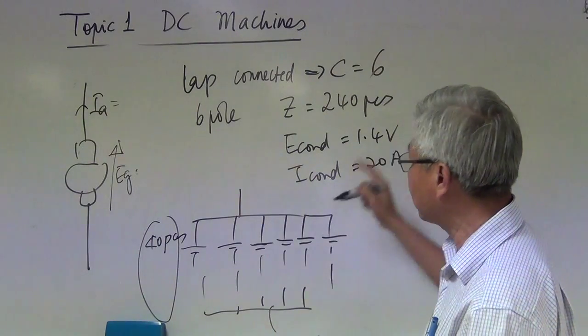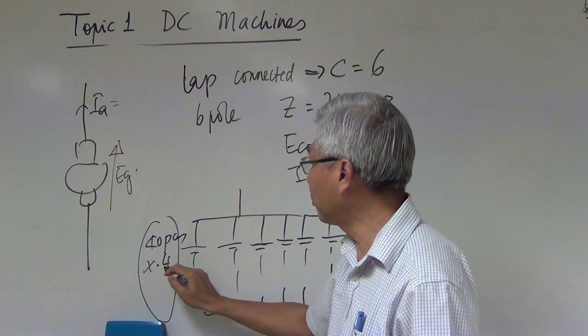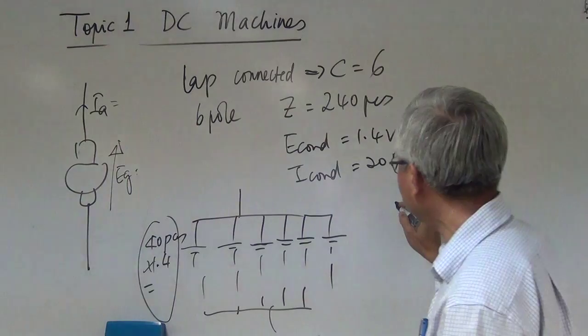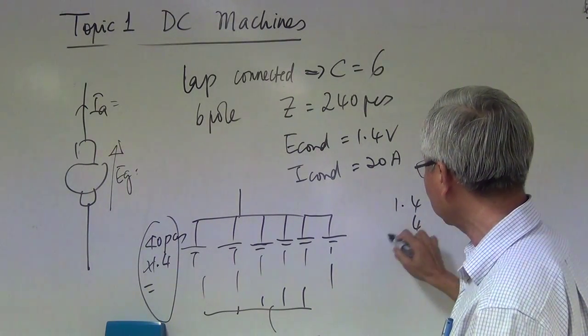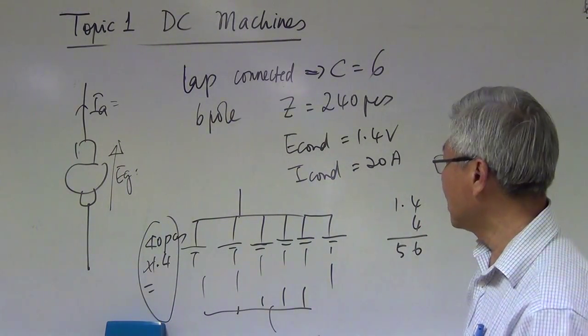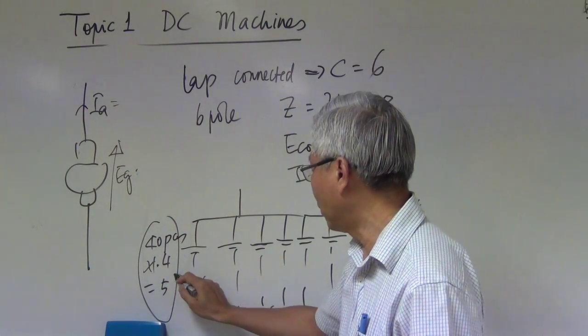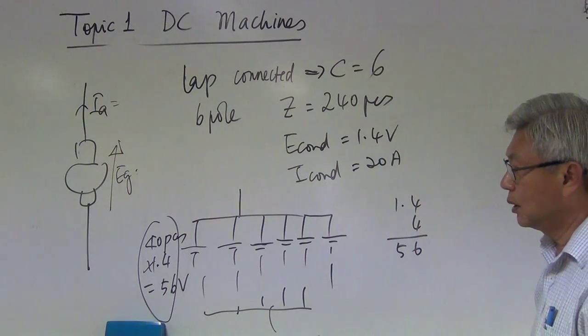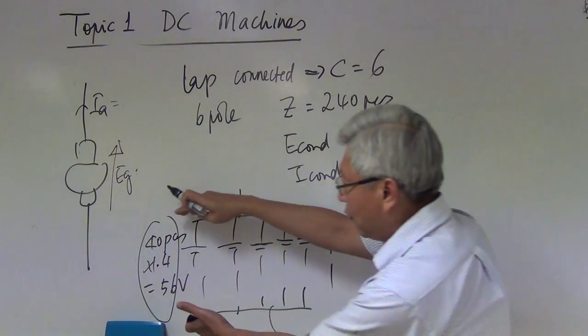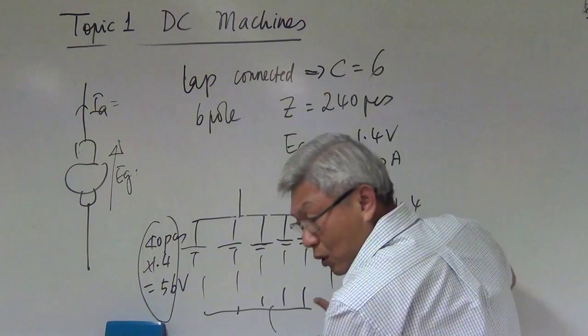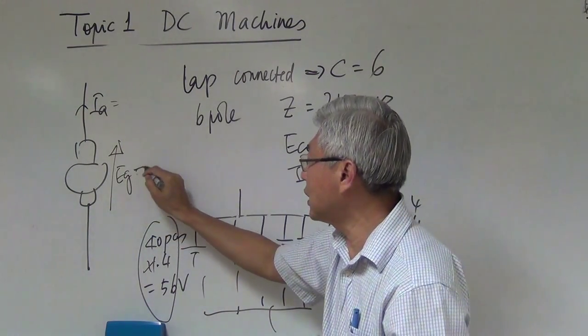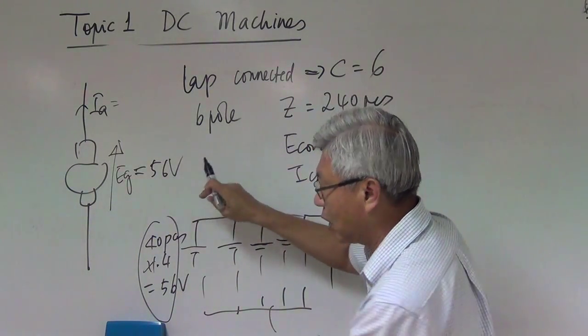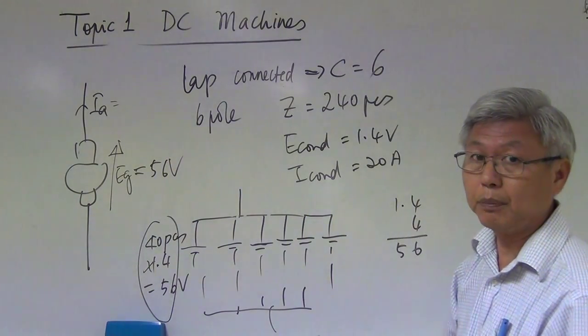Right? And each piece produces 1.4 volt. So 40 times 1.4 is 56. So it's 56 volt. Alright? And therefore 56, 56, 56, 56, all together is still 56. Your EG is 56. EG is just the voltage in one path, one parallel path.